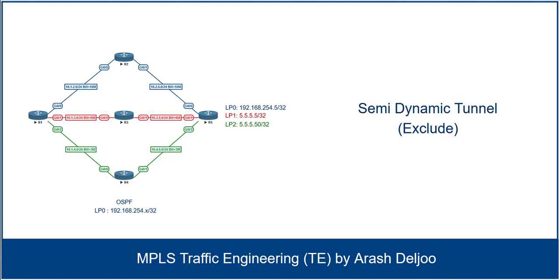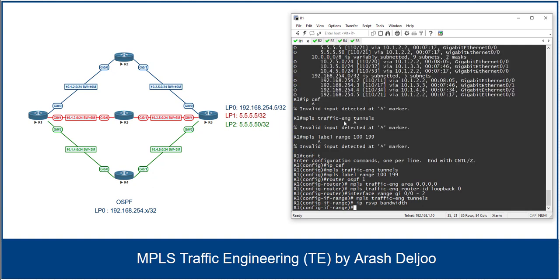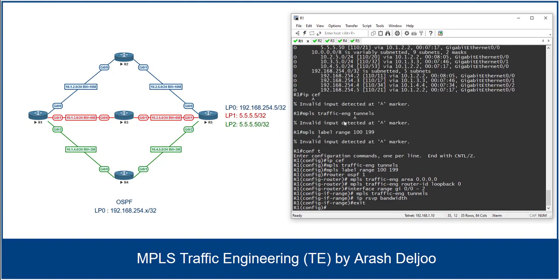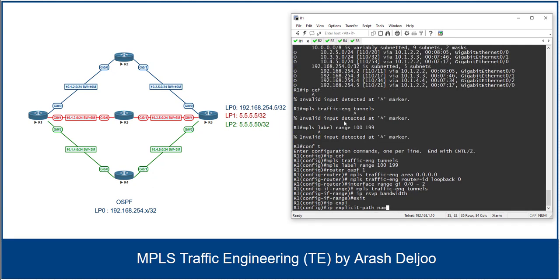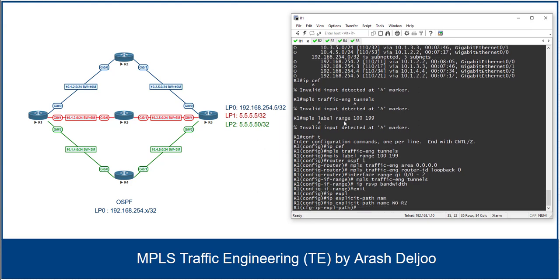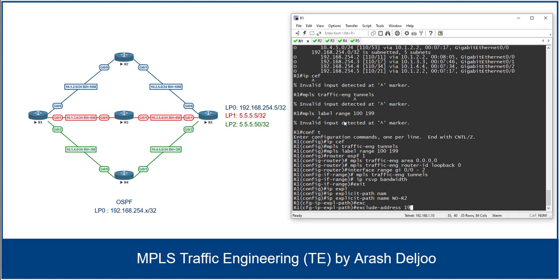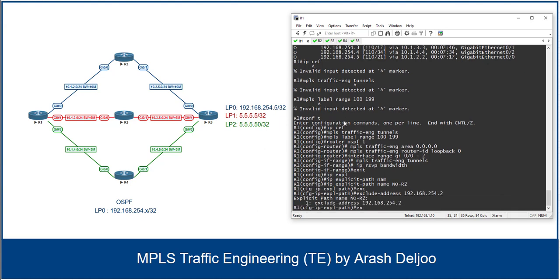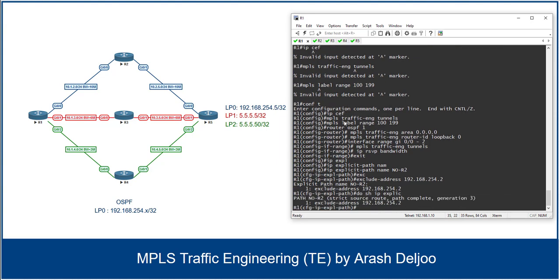Okay, and after that, in router 1, let me configure IP explicit path name, then no R2 or any other name. Okay, exclude address 192.168.254.2, and if you want, you can monitor it. Do show IP explicit path, which shows us that the name of this explicit path is no R2, and here we have only exclude address.